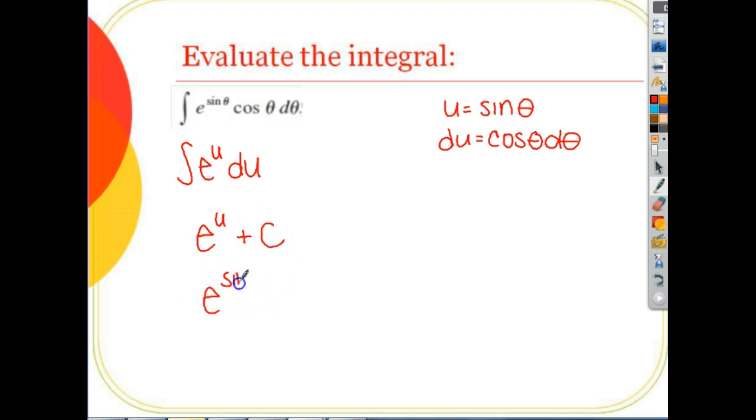So we have e to the sine theta plus c. Not terribly hard. It works out too perfectly, it's almost too nice.